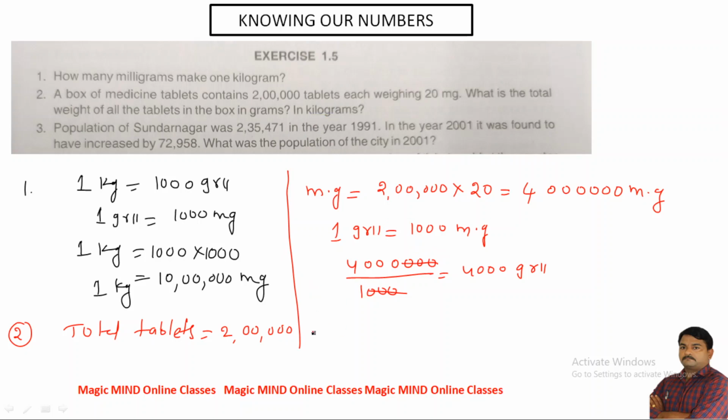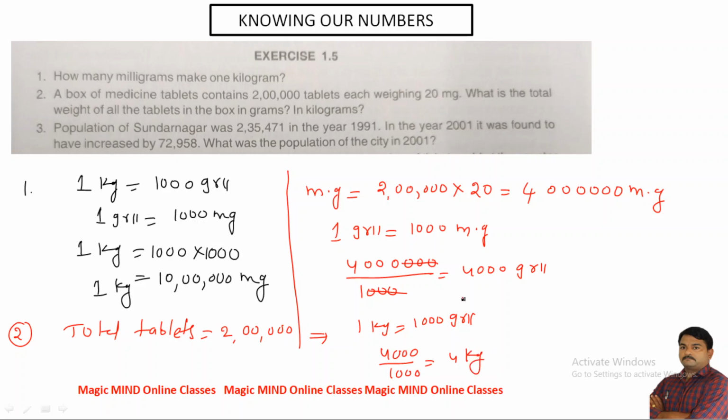So now the second part, kilograms. We already know 4000 grams. 4000 grams is nothing but how many kilograms? 4 kilograms, which means 4 kg. How can you say 1 kg? 1 kg is equal to 1000 grams, that everybody knows. Then 4000 grams is how many kgs? Simply we can take 4000 by 1000, which is equal to 4 kg. So I hope you understood. 4 kg is the answer for this, which is 4000 by 1000, nothing but 4 kg.